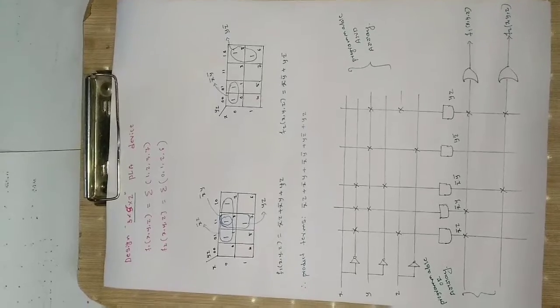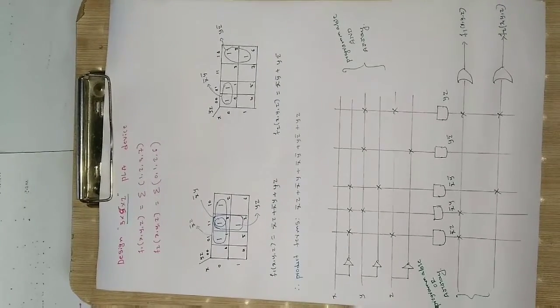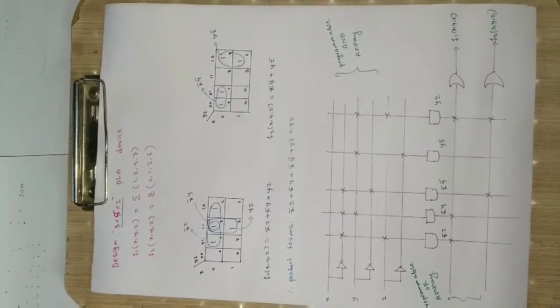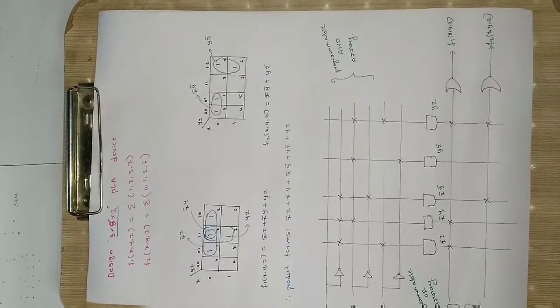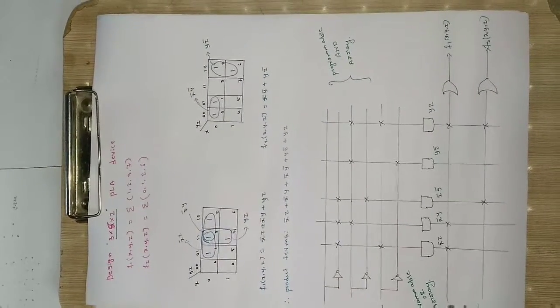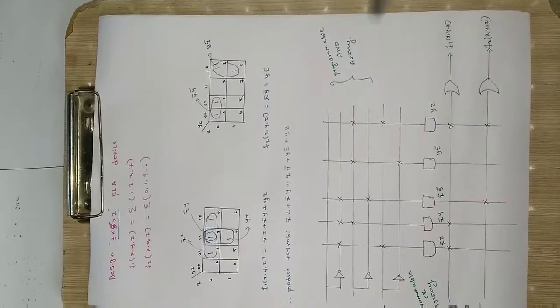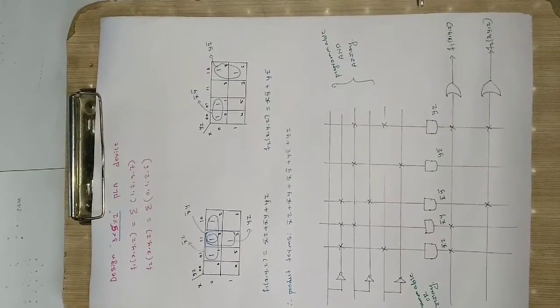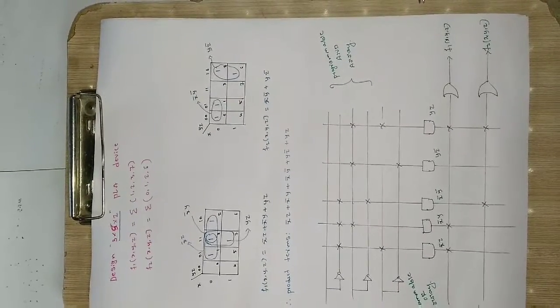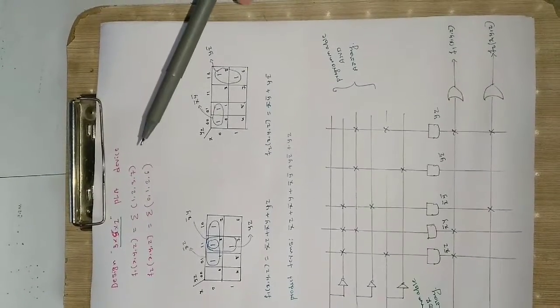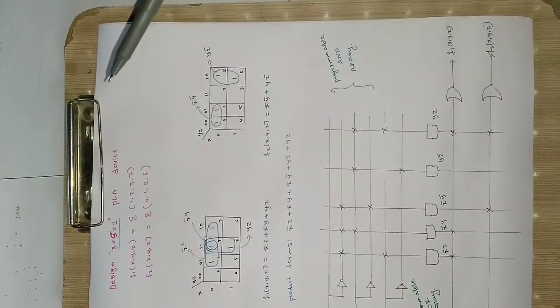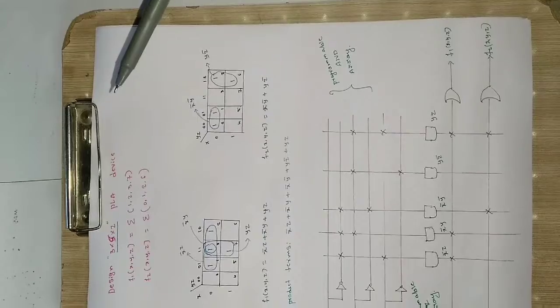Hey everyone, in this video we are going to see how to design the PLA device. There are some equations which are given and we need to solve these in order to implement them in terms of the PLA. PLA is a programmable logic array, and the given design consists of 3 inputs, 5 product terms and 2 outputs. So that is 3 cross 5 cross 2.